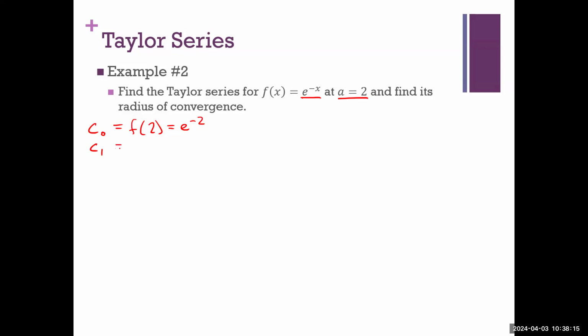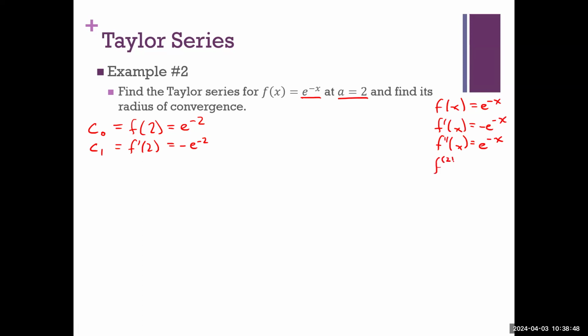How about the next term? F prime of 2, which is what? Negative e to the negative 2. So let's put a reminder out here. If f of x equals e to the negative x, what is f prime of x? Negative e to the negative x. What is f double prime of x? E to the negative x.